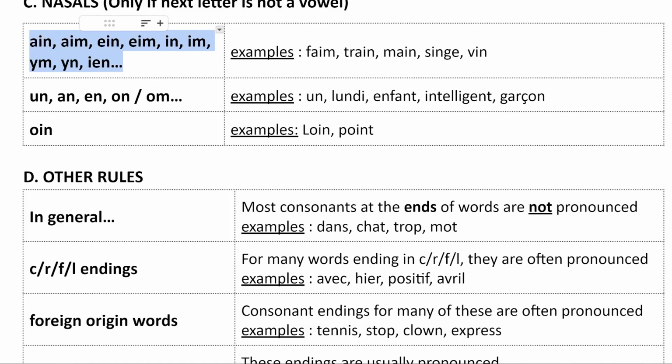So all of these sounds are very, very similar. They all make the sound eh. Notice we do not hear the N or the M when we're saying these. Eh, eh, eh, eh.